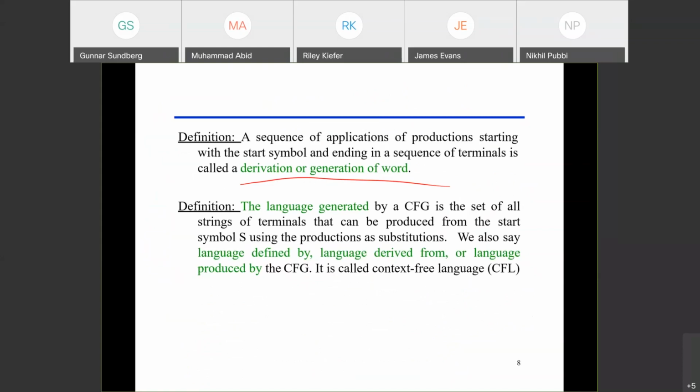So now another thing, when you talk about context free grammar, which language does this grammar define? It defines the context free language. So context free grammar is used to define the context free language. This is another important thing.